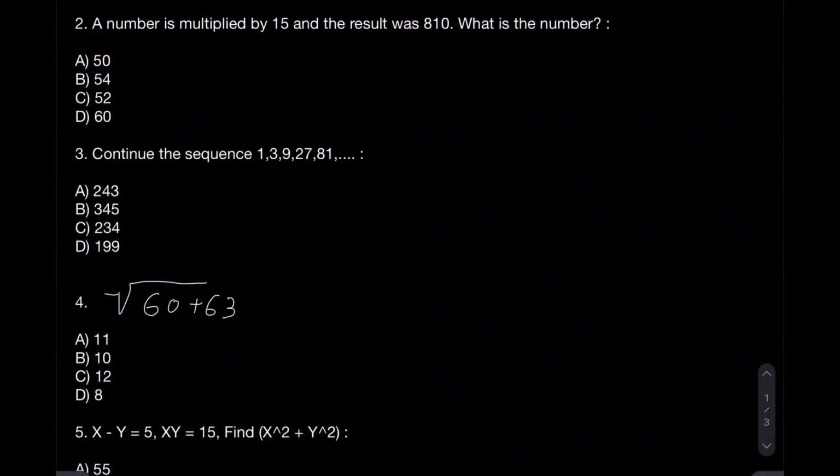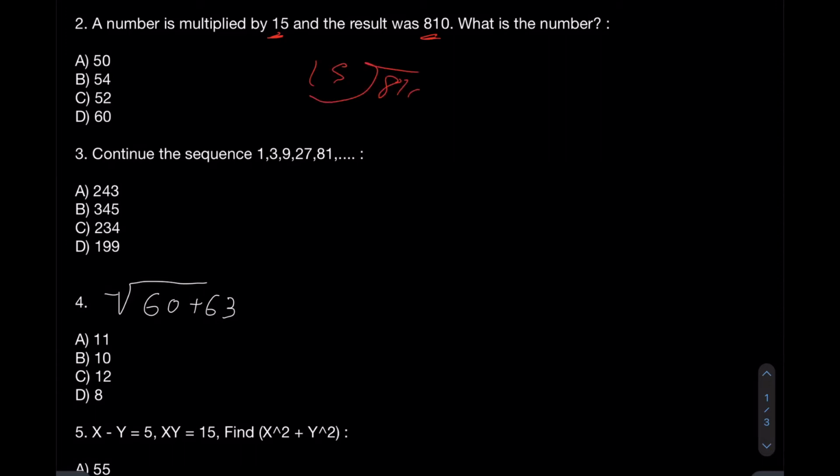For the second question, we've got a number multiplied by 15, and the result was 810. What is that number? What I like to do in those types of questions, we've got 15 and 810, which is obviously we just need to divide 810 by 15, and we can easily get the answer. However, that might be a little bit complicated. So what I like to do is find a common factor. And here a common factor between them is 5.